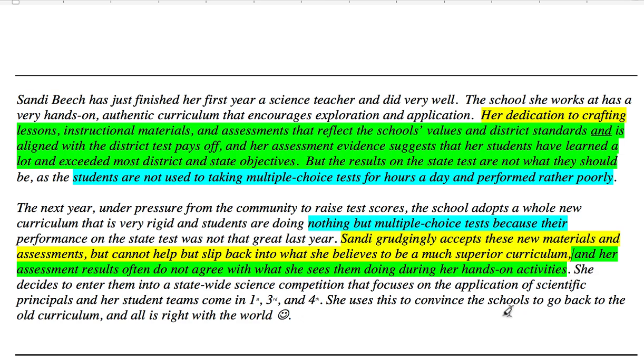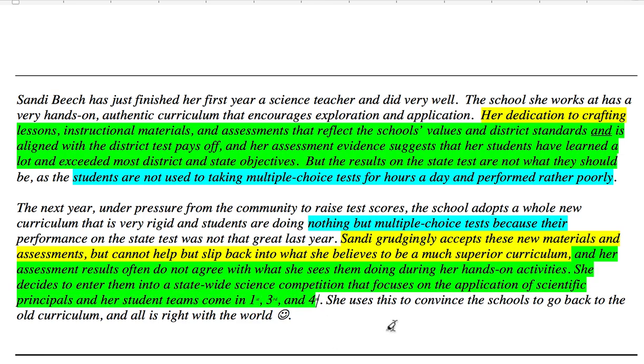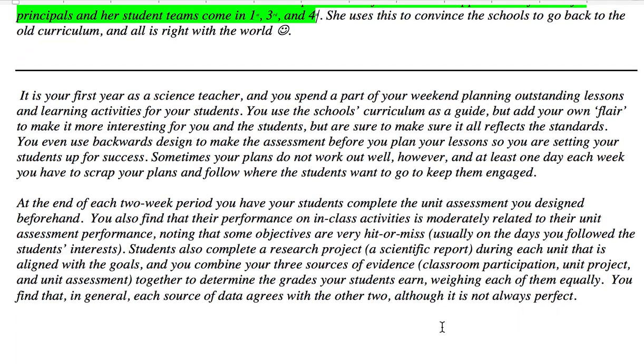She then decides to enter them into a statewide science competition that focuses on the application of scientific principles, and her student teams come in first, third, and fourth. Hooray, great. And then we have another predictive validity thing where she predicted that because they did well on hands-on activities and applying the knowledge, they would do well in a statewide competition, right? And so we can think of that as another predictive validity element. She uses this to convince the schools to go back to the old curriculum, and all is right in the world. So that is how I want you to think about this.